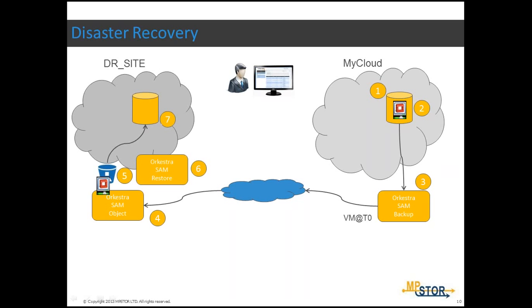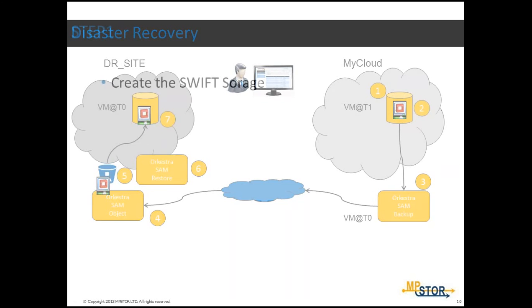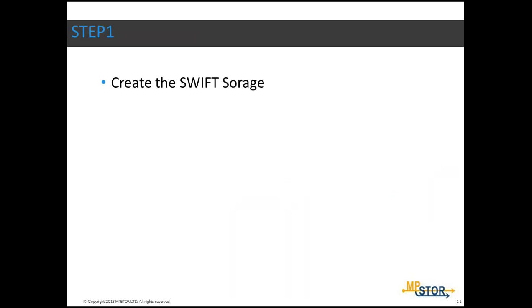Then the last step was we created a volume on our disaster recovery site. We tried to boot it, but it wouldn't work because there's effectively nothing in it. So we then restored that volume. We restored the virtual machine from the object store to our volume, and now we were able to log in and run the machine. So these are the steps we did.